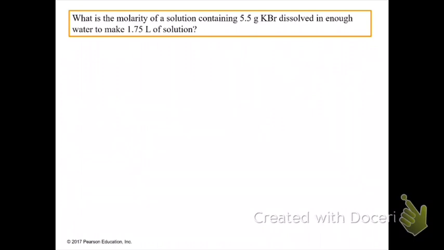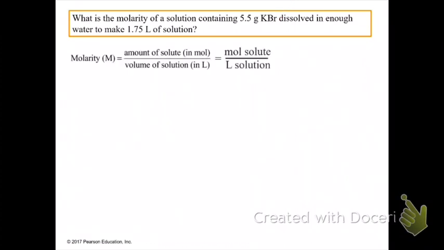So capital M for molarity is equivalent to mass of the solute in grams divided by the molar mass of that solute divided by the total volume of the solution. Notice that you're given the mass of the solute. KBr is our solute, and this is the volume of the solution. So mass divided by the molar mass of KBr divided by 1.75 liters gives you the concentration. The only thing missing is the molar mass of KBr, which you can calculate using the periodic table.